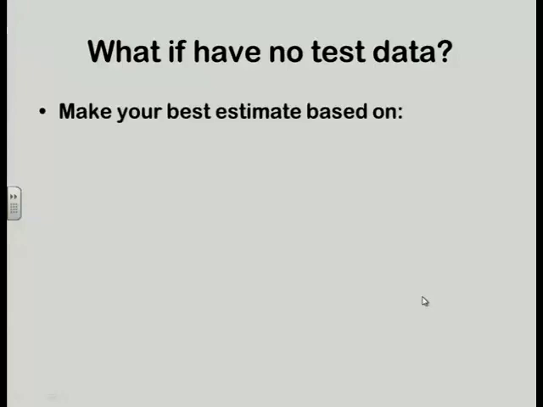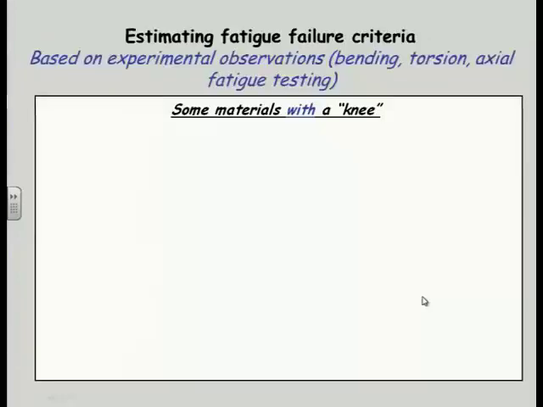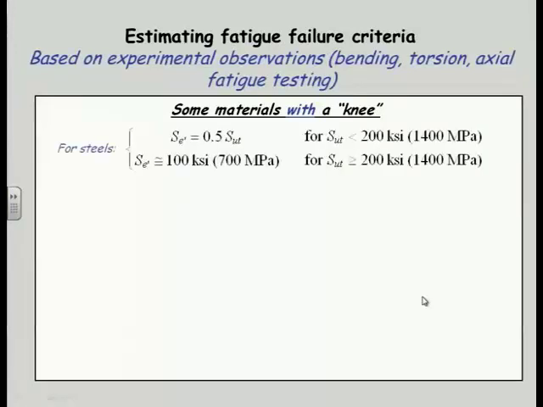But if you're working for Joe's engineering shop down the street, who has one lathe and a Bridgeport, you can forget about that. So what are you going to do to get test data now? You've got to estimate it. So we use theory, test data, experience, and by all means, we lean on the conservative side here. So here's how we go about estimating it. This works pretty well, actually.